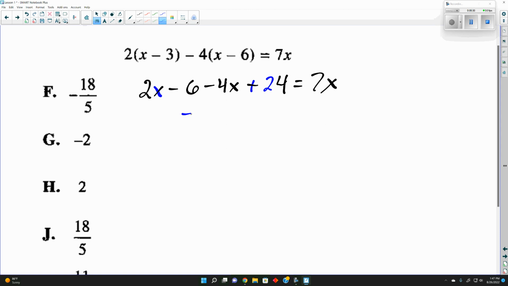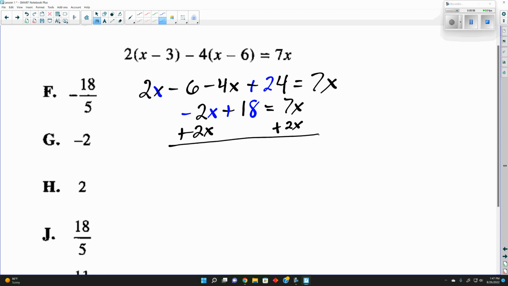2x minus 4x is negative 2x. Negative 6 plus 24 plus 18 equals 7x. We can add 2x. I would add 2x mainly because we have the x and 18 on one side. What do we have on the other? Just x, yes? So let's just get all the x's together.